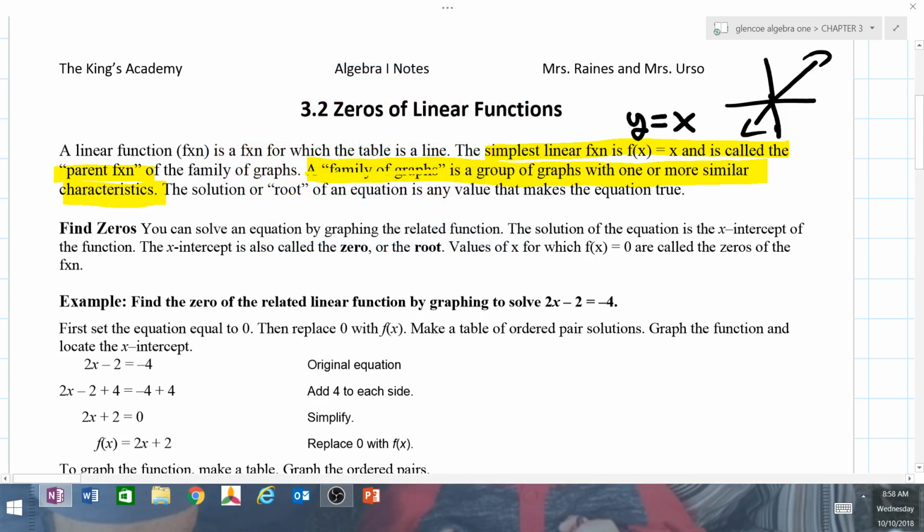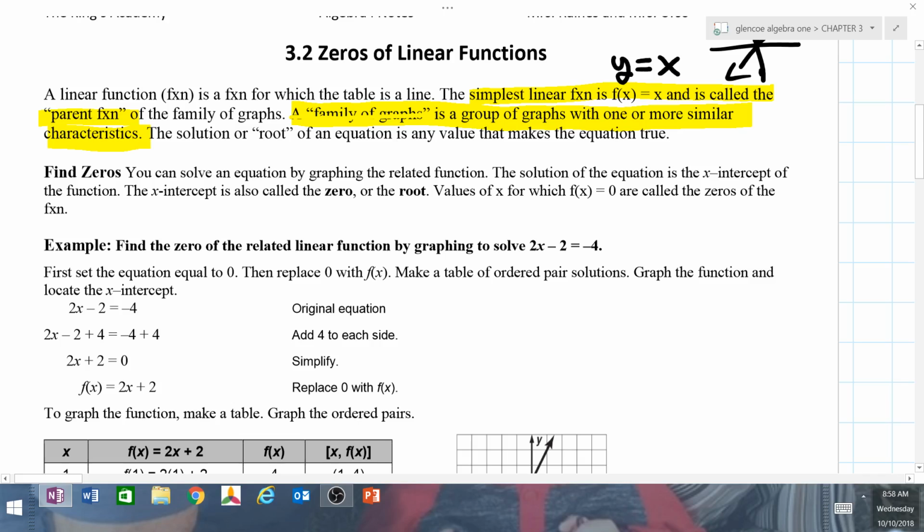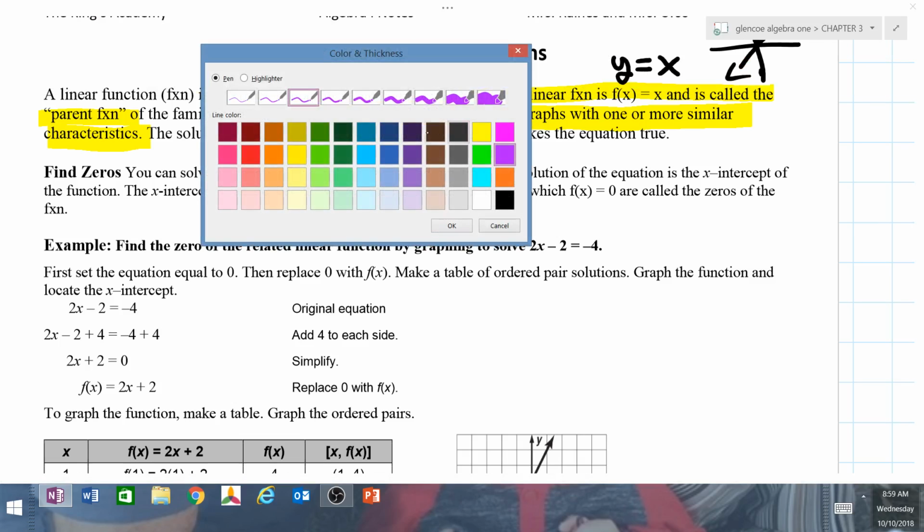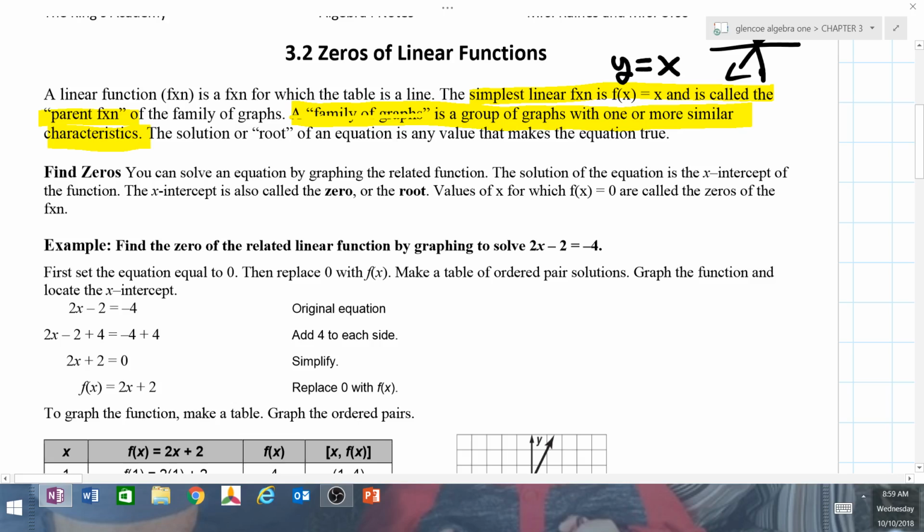Okay. To find the zeros, the solution to an equation or the solution to your graph could be called the zero or the root. That is where your graph is going to intercept or touch the x-axis. Let me just get that definition for you as well. I apologize. So this is the other definition you need to know. You need to know parent function, family of graphs, and you need to know the x-intercept is also called the zero or the root.